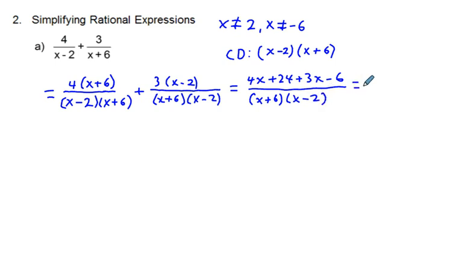And then simplifying and finishing this problem, we have 4x plus 3x is 7x. And then we have 24 minus 6 is 18. Then we have x plus 6, x minus 2. And so that would be it. And we have our excluded values and everything.